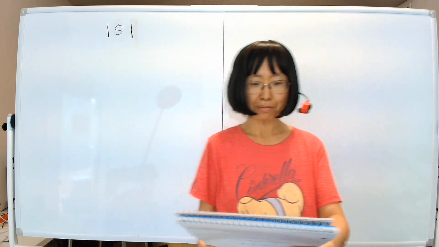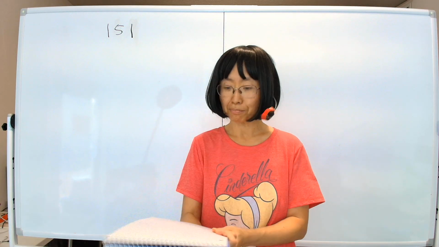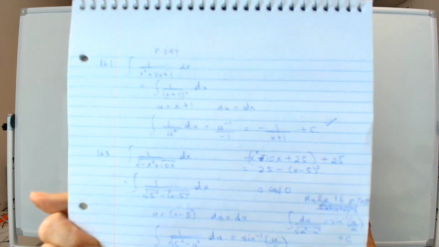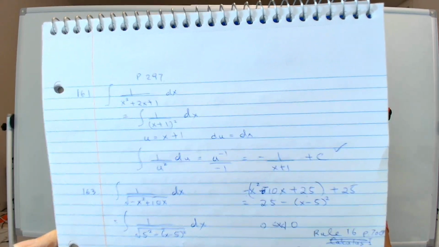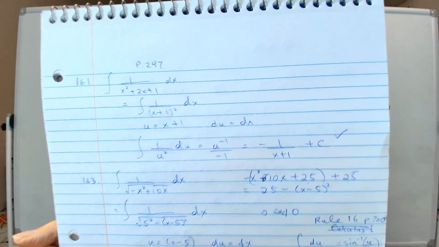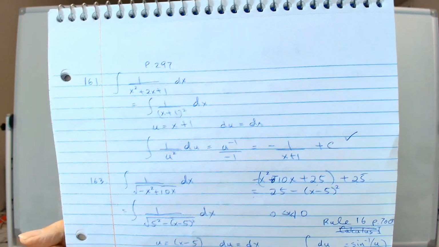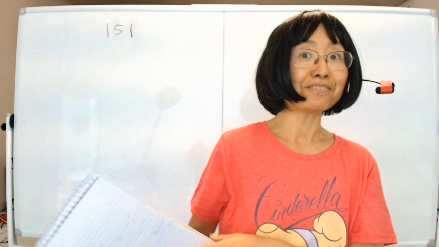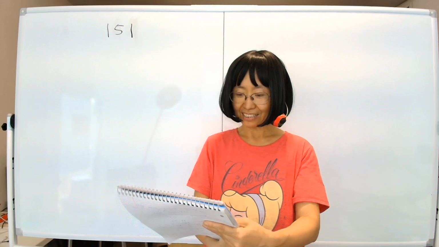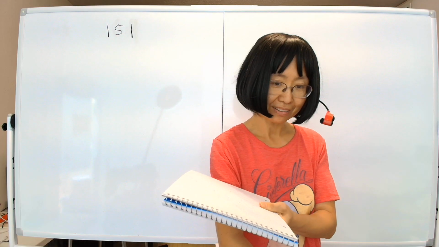Next, let's look at problem 161, where you're supposed to complete the squares. If the book wants you to complete squares, then let's complete squares. 1 over x squared plus 2x plus 1. Everybody knows that's x plus 1 squared. Then you let u equal x plus 1, and the answer will pop right out in your face. That's all. Okay, next, let's do problem 163.